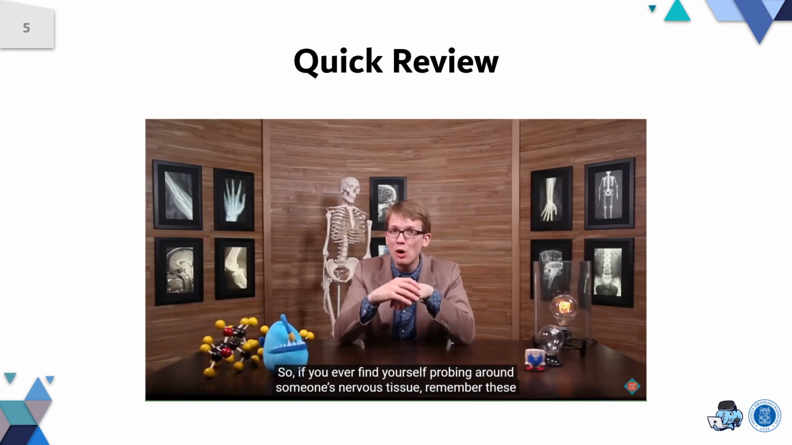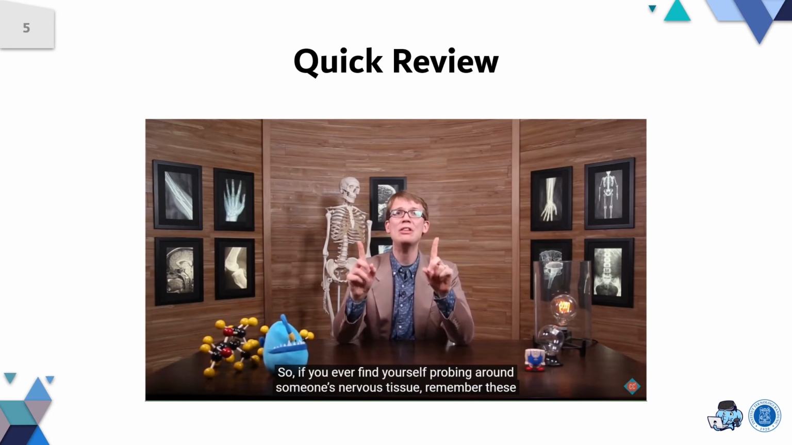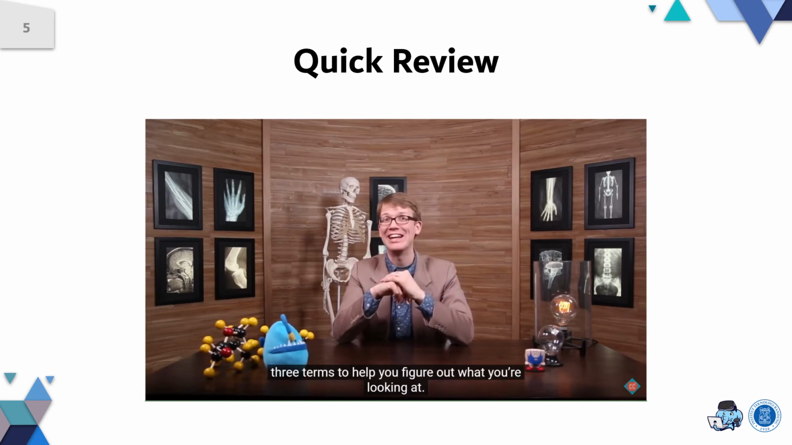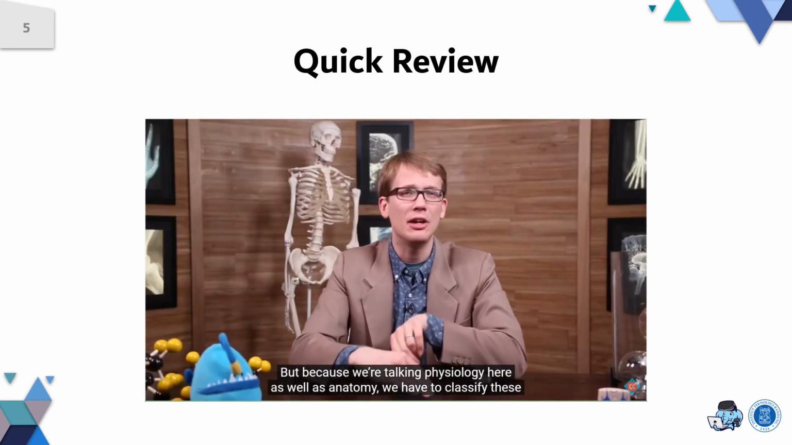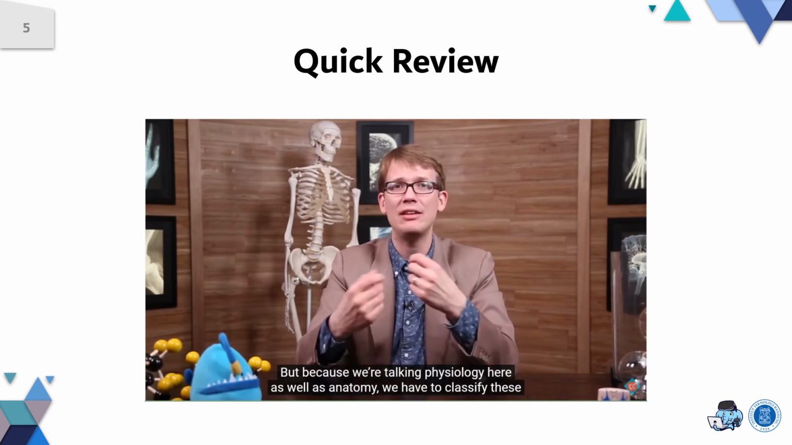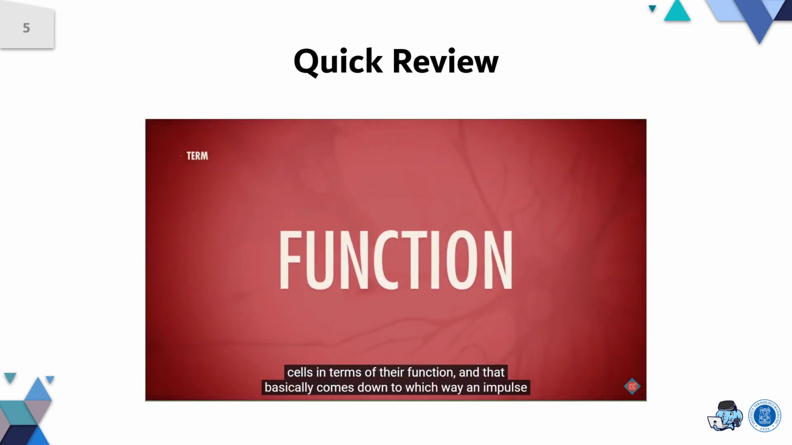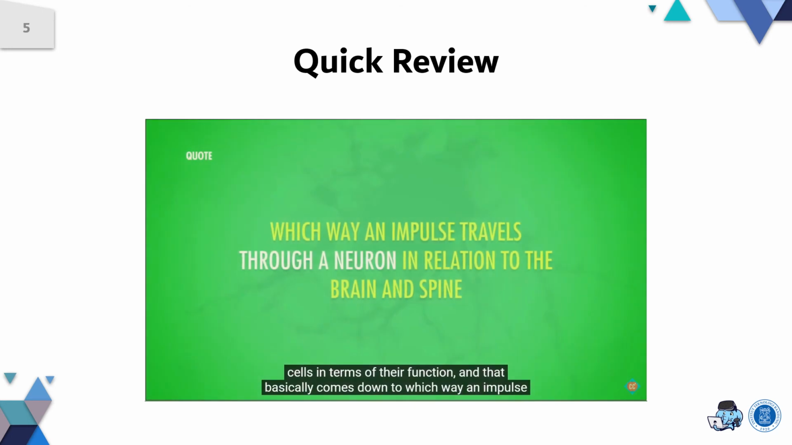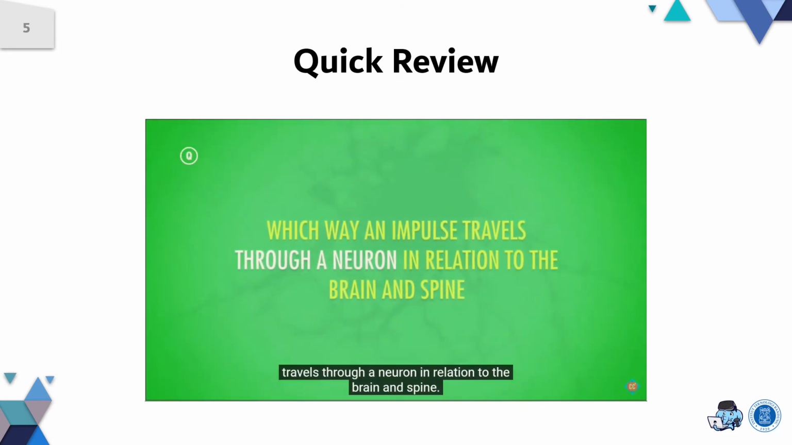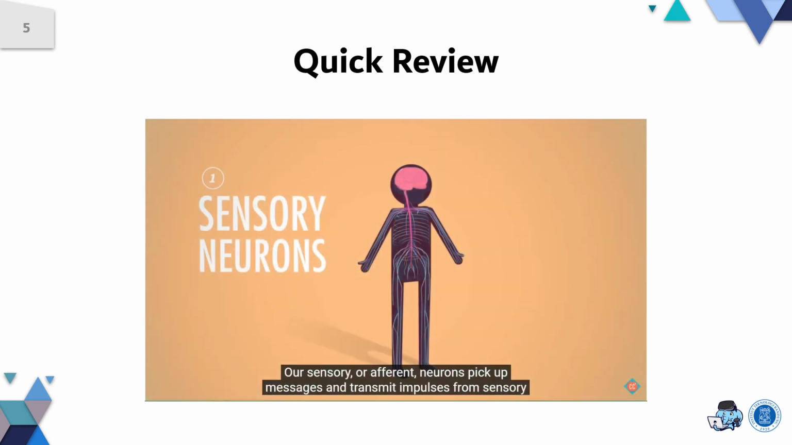So if you ever find yourself probing around someone's nervous tissue, remember these 3 terms to help you figure out what you're looking at. But because we're talking about physiology here as well as anatomy, we have to classify these cells in terms of their function. And that basically comes down to which way an impulse travels through a neuron in relation to the brain and spine. Our sensory or afferent neurons pick up messages and transmit impulses from sensory receptors in, say, the skin or internal organs and send them toward the central nervous system.